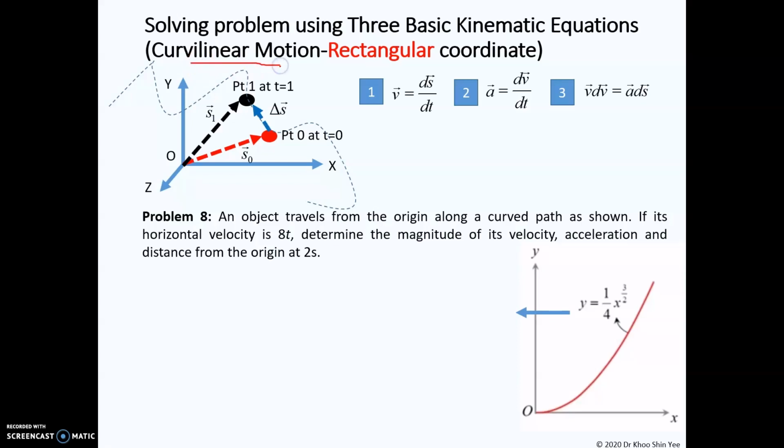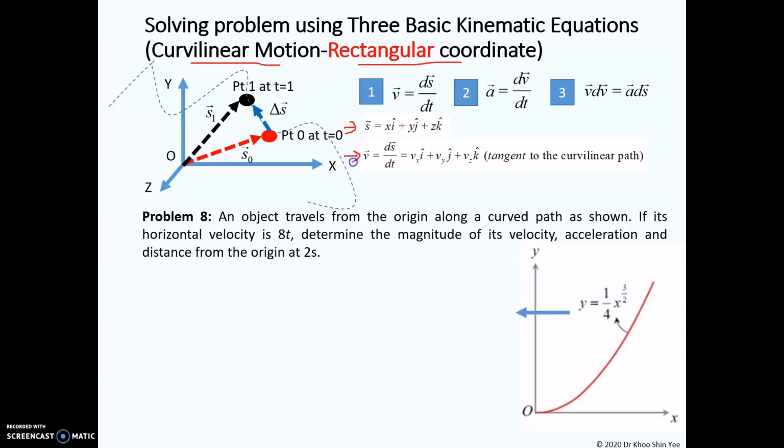In curvilinear motion, the path is no longer a straight line. From this graph, you can see the object is moving from point to point in a curvilinear motion. We can use the rectangular coordinate to quantify this motion, and the displacement vector is given by the x, y, z magnitude in terms of the direction i, j, k.